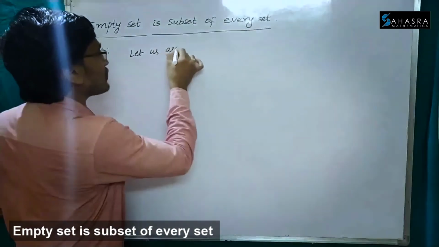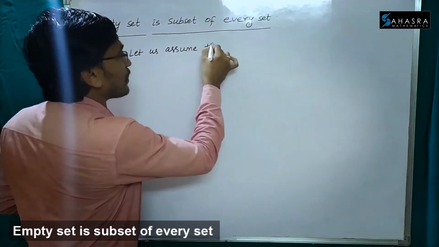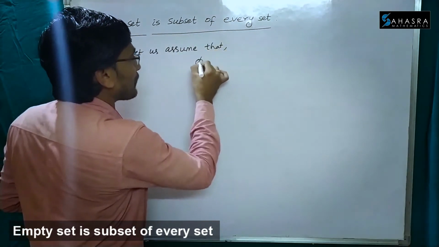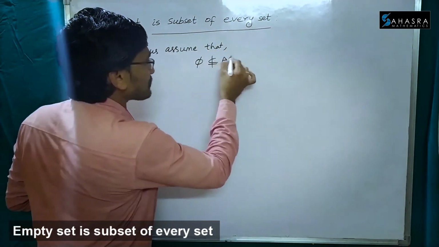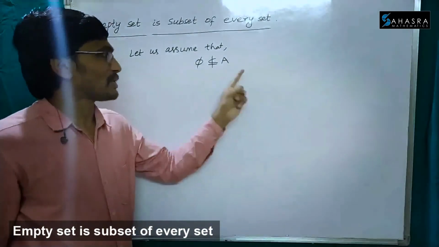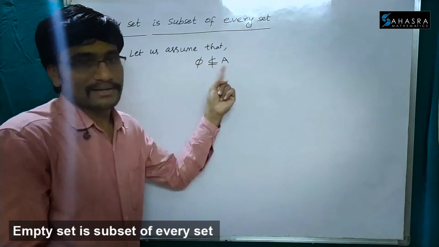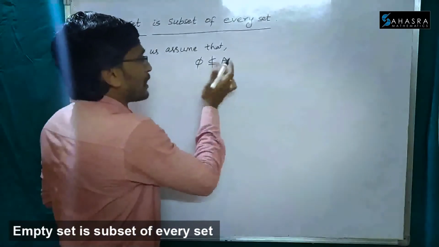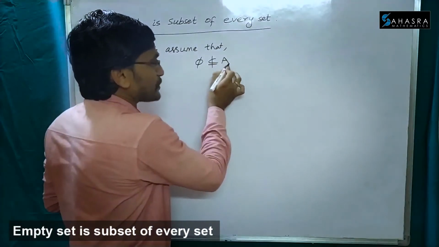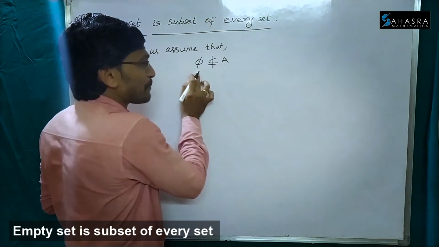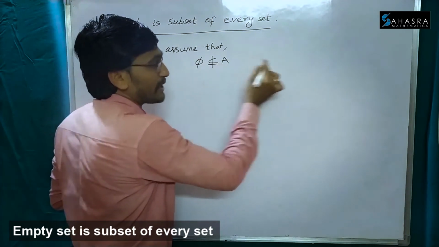I want to prove this by the contradiction method. So let us assume that the empty set phi is not a subset of A. Here phi is an empty set and A is any set. Phi is not a subset of A means what? There is an x that belongs to phi, but x does not belong to A.